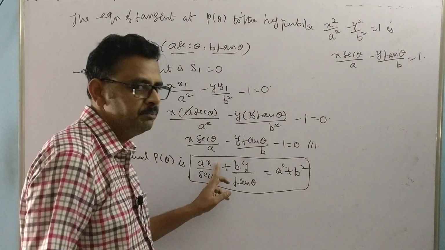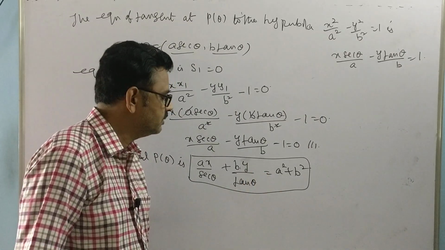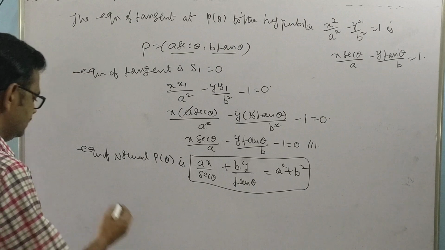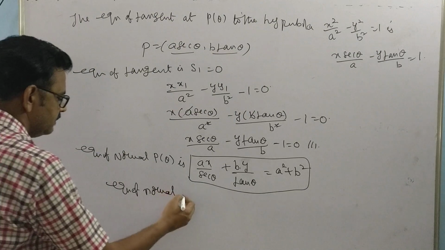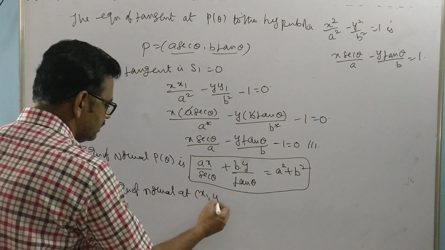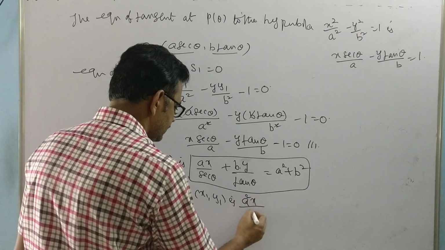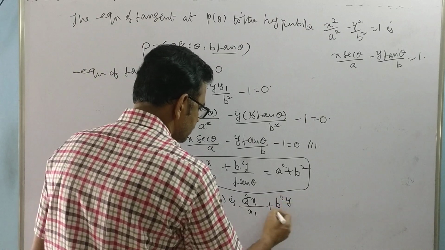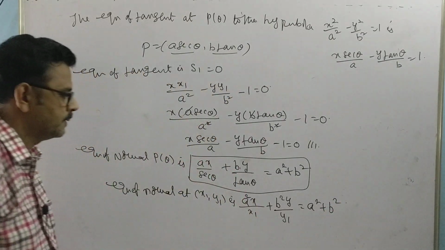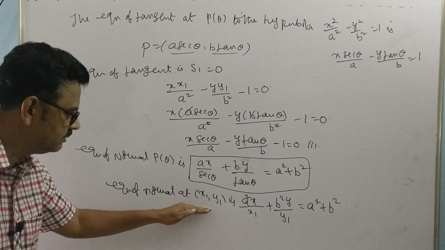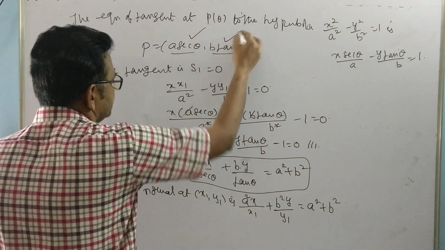Equation of normal at the point P(theta): (ax)/secant theta + (by)/tan theta = a square + b square. What is the equation of normal? Equation of normal at the point (x1, y1) is a square x by x1 plus b square y by y1 is equal to a square plus b square. So this is the normal equation at the point (x1, y1). What are x1, y1? a secant theta, b tan theta.